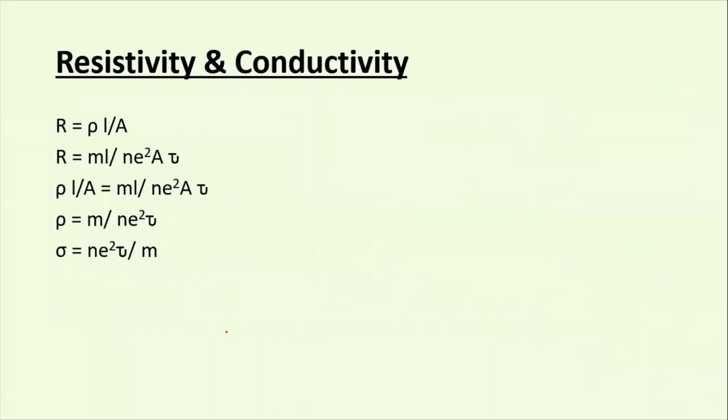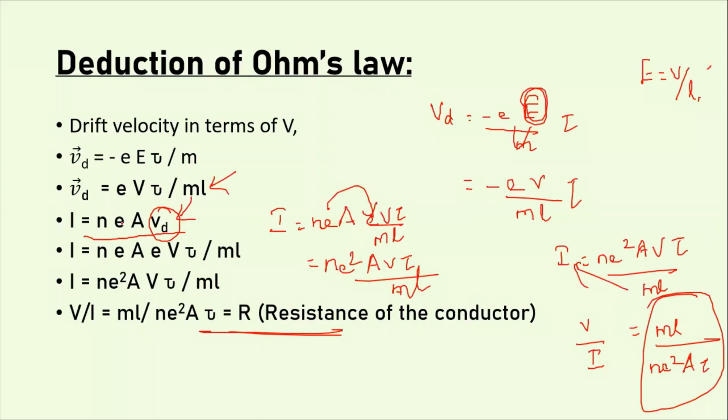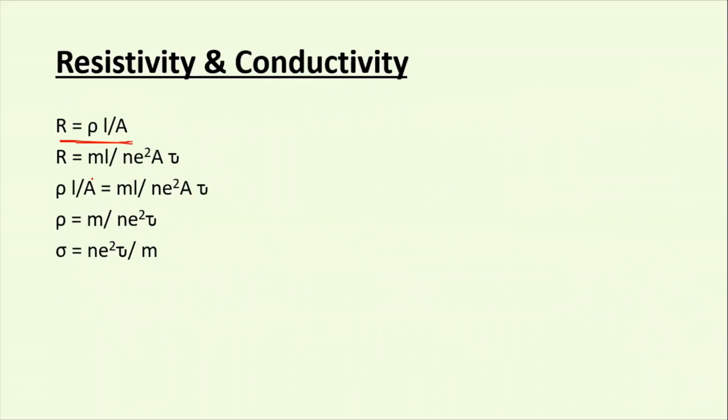Now, we know that R is equal to rho L by A. Similarly, in the previous slide we got the expression for R as mL by N e square A tau. If we equate the two, what do we get? Rho L by A. Correct? Will L cancel? Will A cancel? We'll cancel it. L cancels, A cancels. So you will get rho as m by N e square tau.